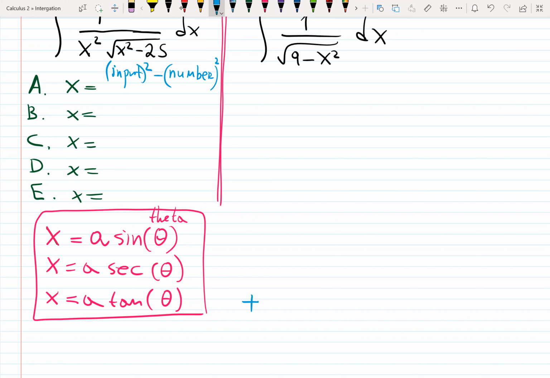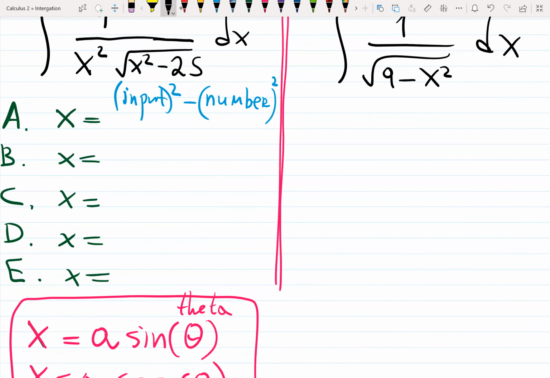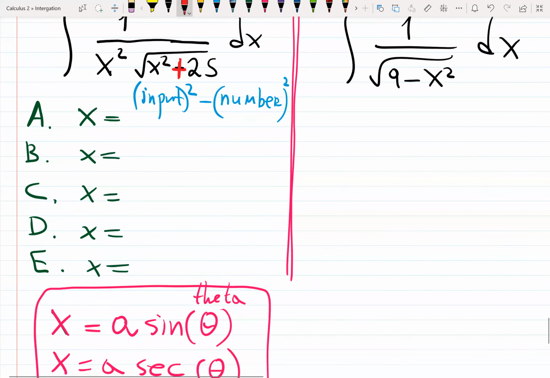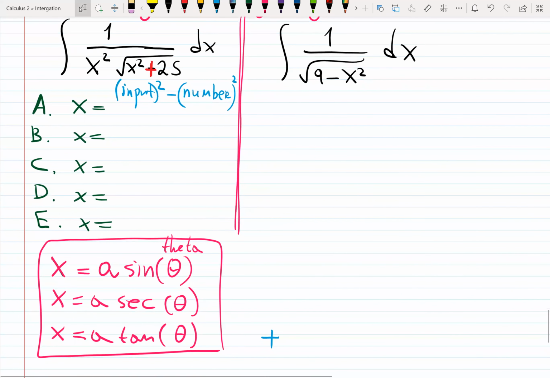Tangent is the only one that has plus, right? If there's a plus, you immediately know, oh, actually this one has the plus. I made a typo or it got deleted when I was changing something. This one is the plus. The moment you see plus, you should not even question this. This is the only one that has plus, that's tangent. Secant and sine are the ones that are complicated. So input squared plus number squared. That's the only one with plus.